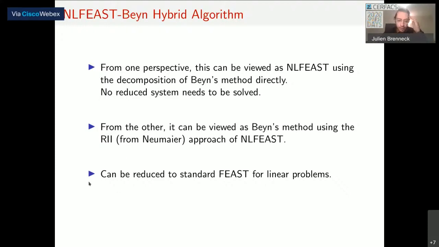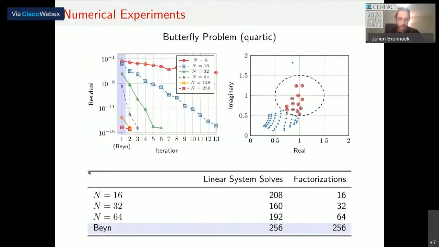And one of the main theoretical benefits of this is that it reduces directly to standard FEAST for linear problems, which might lead to being able to use the convergence proofs of linear FEAST in a way to extend it here. And it also just clarifies some ways of how we can view FEAST in a nonlinear context.